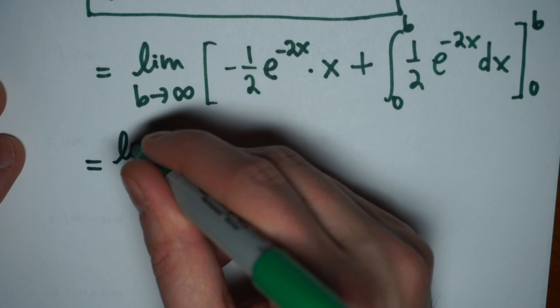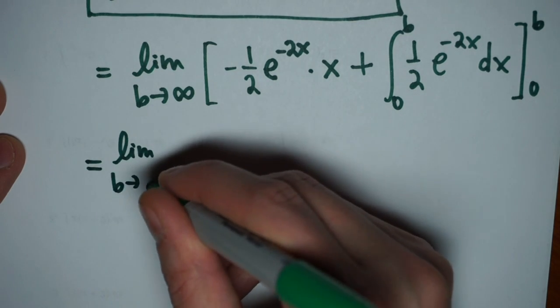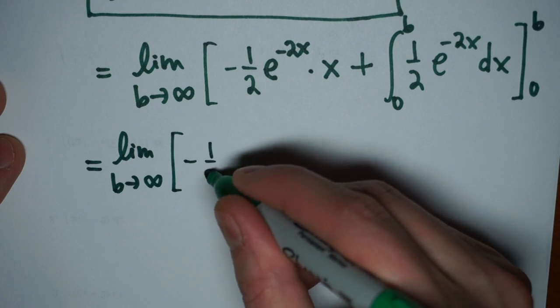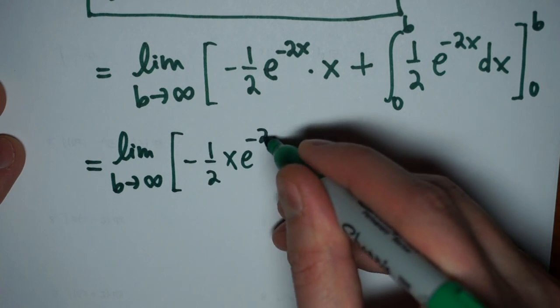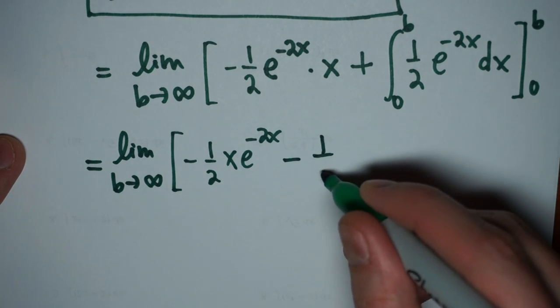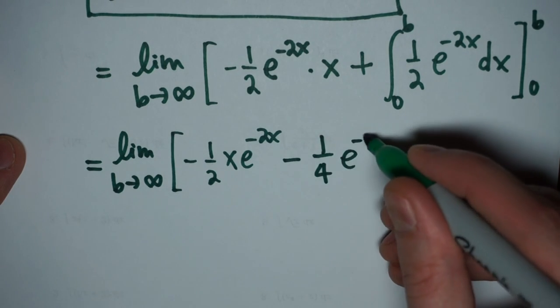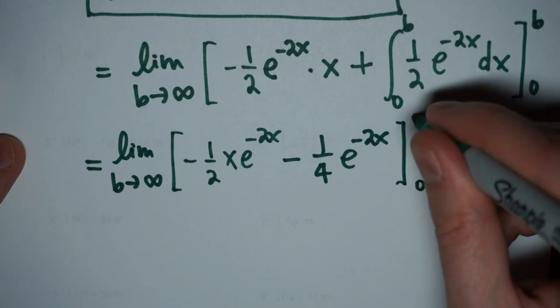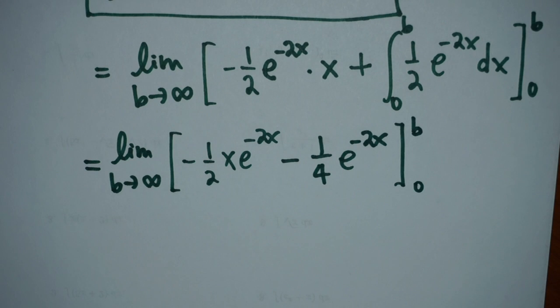All that's left is to actually perform the final integral. So this is going to be the limit as b goes to infinity of that same first term, negative a half e to the negative 2x times x, and then plus, it'll be a quarter because it's a half and then divided by negative 2. So negative a quarter e to the negative 2x from 0 to b.